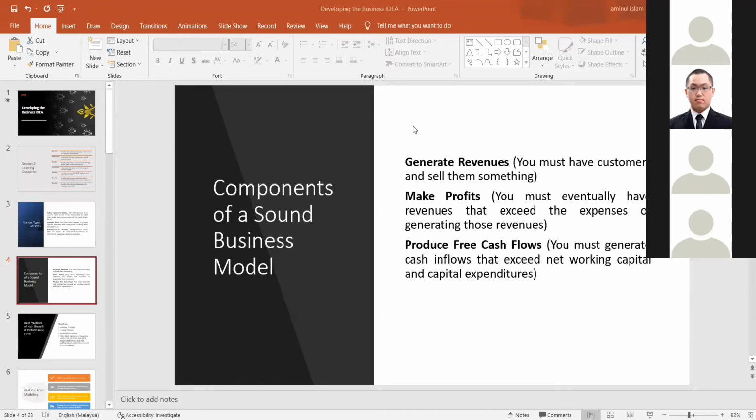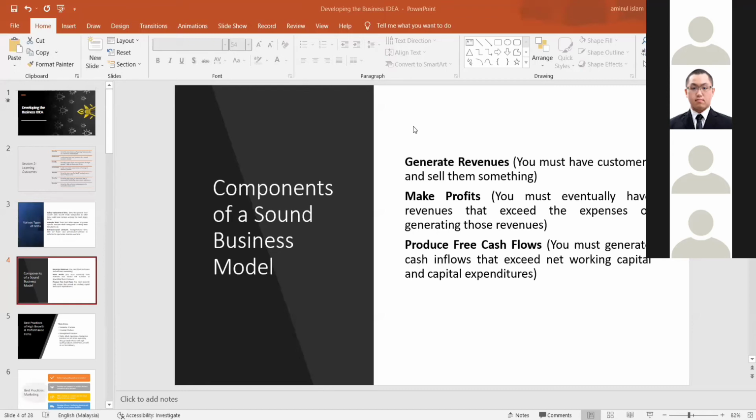Okay, all right. So first of all, our focus definitely is on revenues. We have to generate enough revenues. But after that, we also have to make sure that our costs or expenses are not more than the revenues. Expenses should be less than the revenues. That's how we end up making profit.